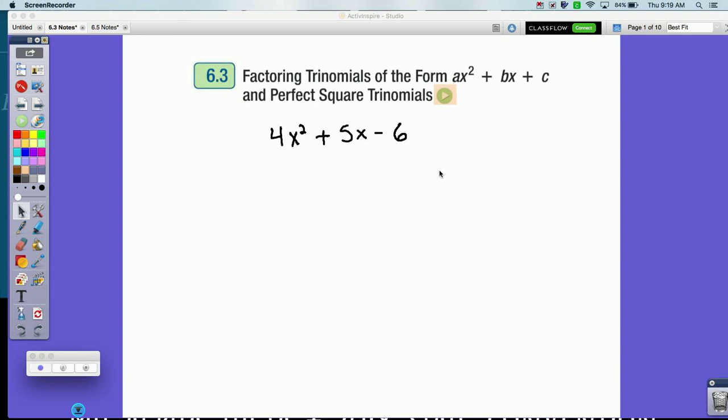All right, chapter 6, section 3, factoring trinomials when there is a number in front of the x squared. Okay, the last section we talked about how to factor quadratic trinomials when there was not a number in front. Okay, which wasn't too bad. Let me show you a quick example of one.